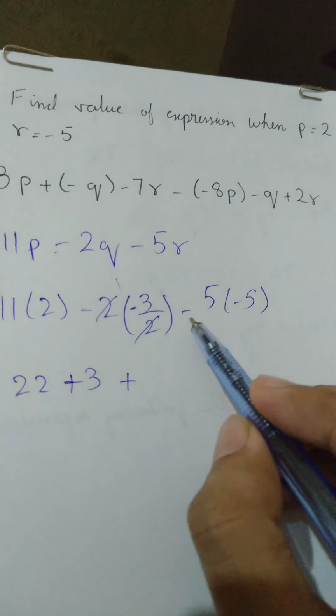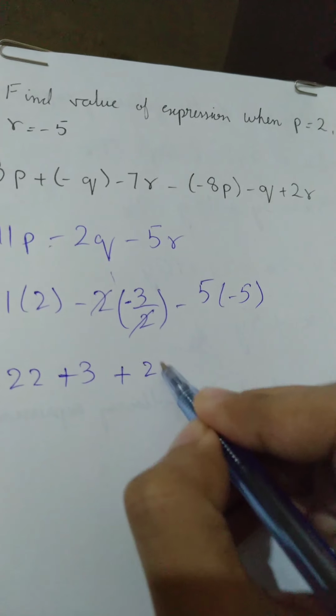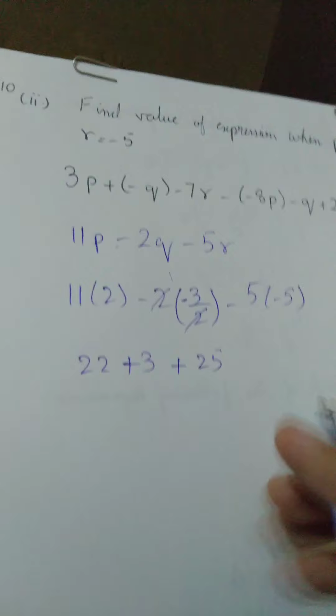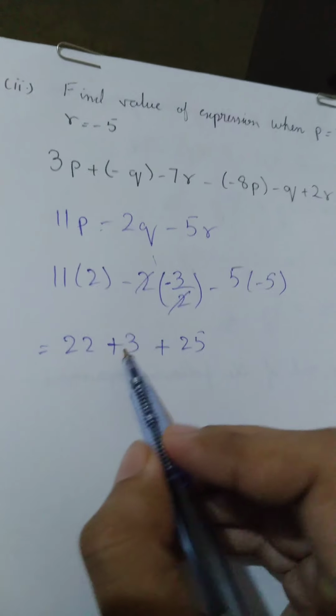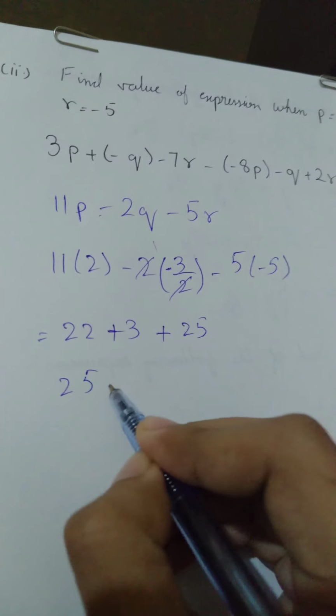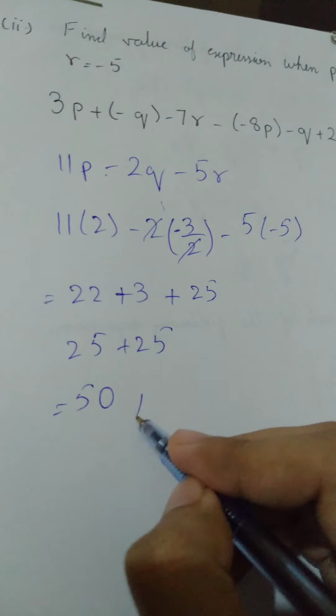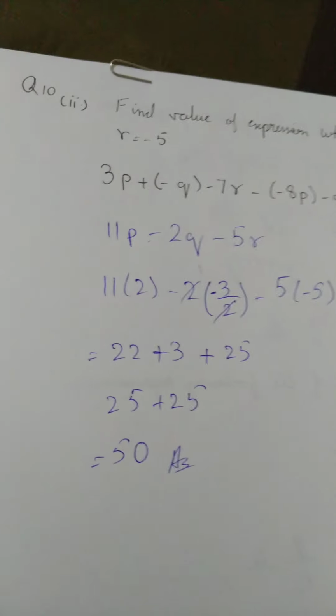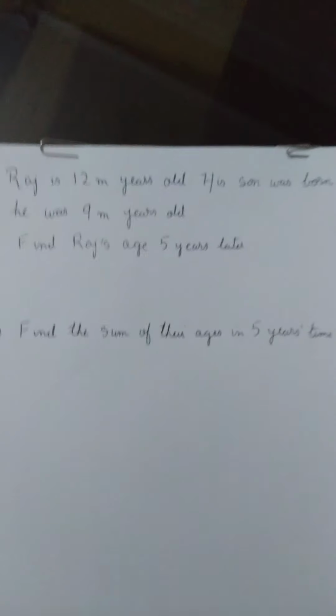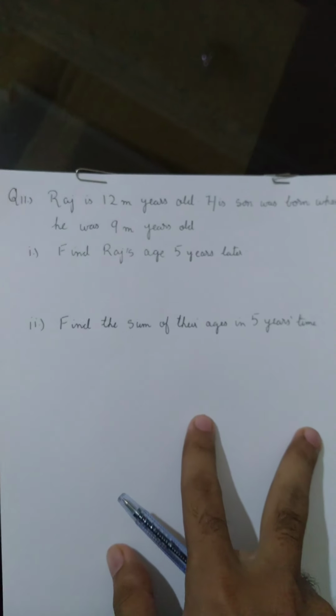Minus 5 times 5 is 25, minus minus plus. So all three numbers are adding together. 22 plus 3 is 25, plus 25, the answer is 50. Question 10 part 2, answer is 50. Okay, so here we have question number 11.